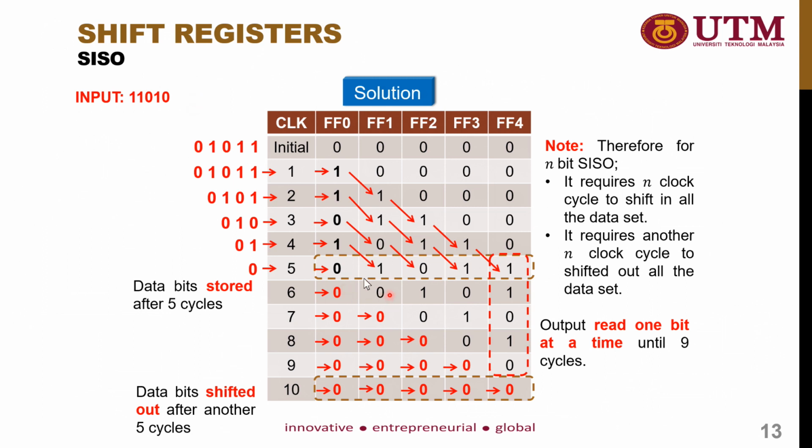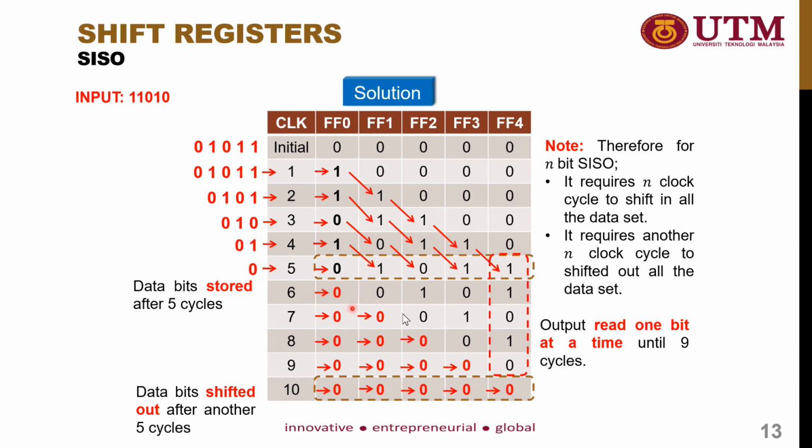The input has been transferred, but it requires another n clock cycles to shift out all the data. So we need 5 more clock cycles in order for us to observe all of the input that we wanted to transfer. So until clock 10, we can observe all the data that we wanted to transfer. At the 5th clock cycle, we can see our first data that we wanted to transfer.